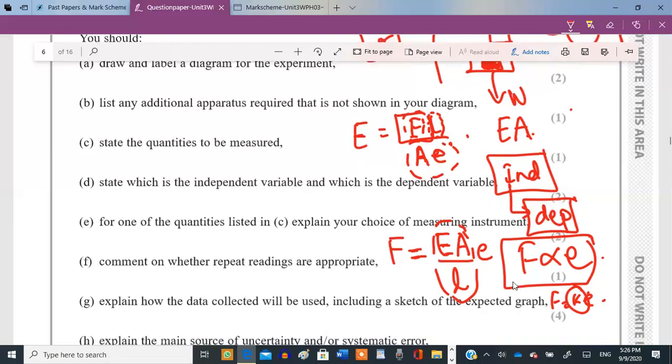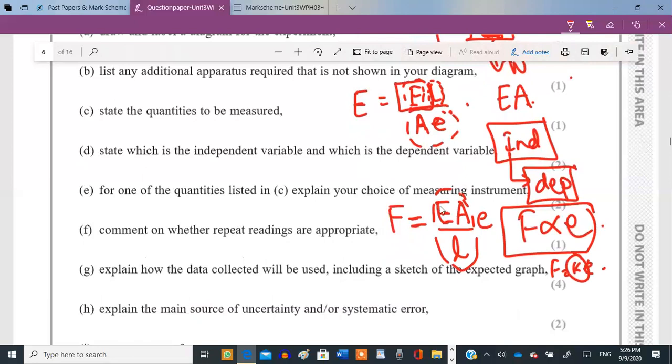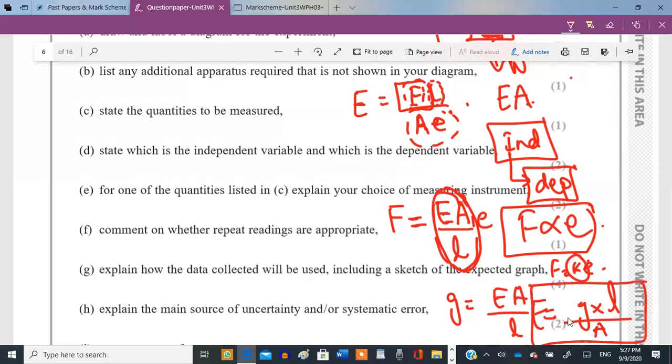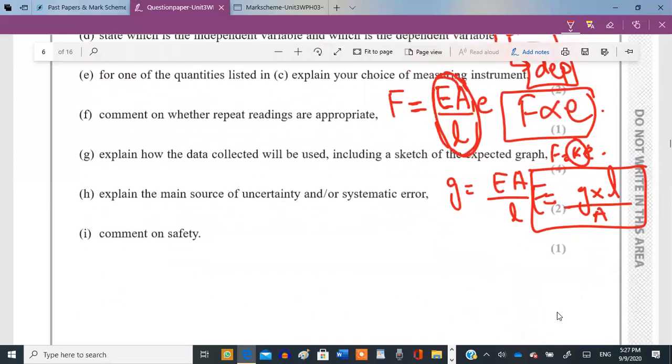So now, once we draw the graph of force against extension, we are going to calculate its gradient. The gradient will equal the EA upon L, and then we are going to multiply the gradient by the length and divide it by the area to get the Young modulus value. And once we get the Young modulus, that's the answer. But again, we have to repeat the experiment with different values of forces and extensions so as to get a straight line passing through the origin.